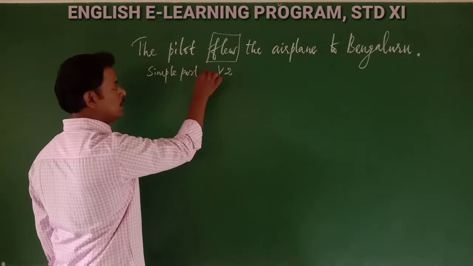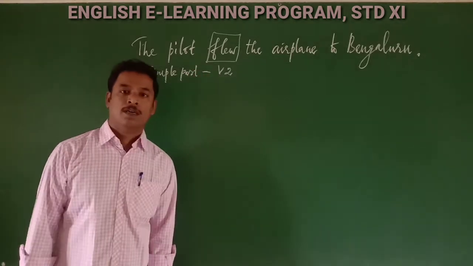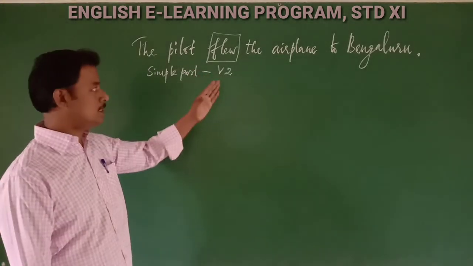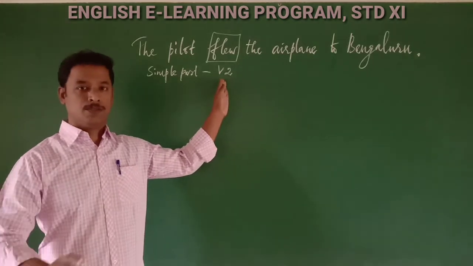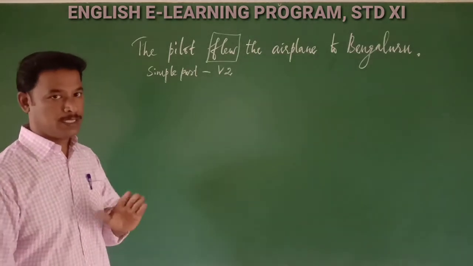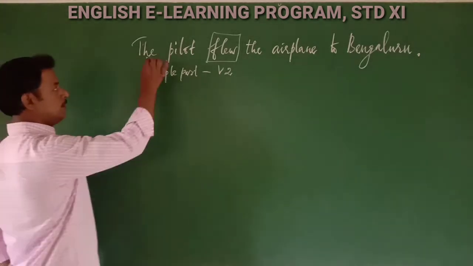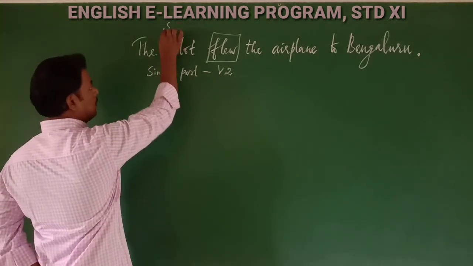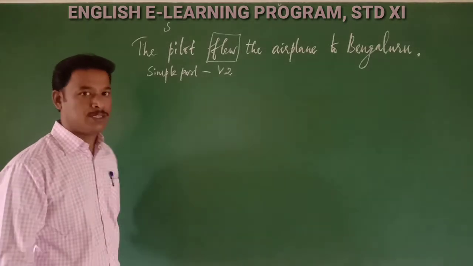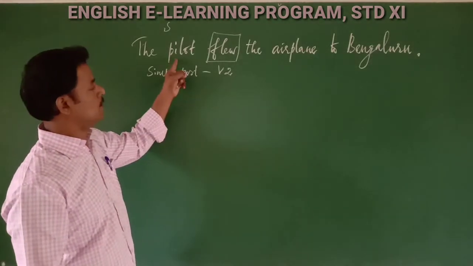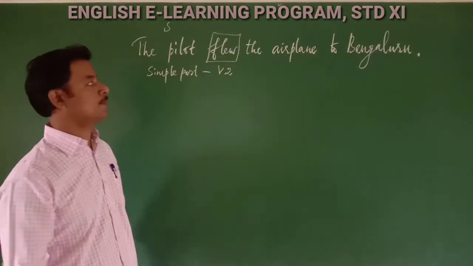There is no verb apart from this main verb used in this sentence. So it is in active construction. Okay, right. Look at the subject. The doer of this action is the pilot. So it is called the subject.